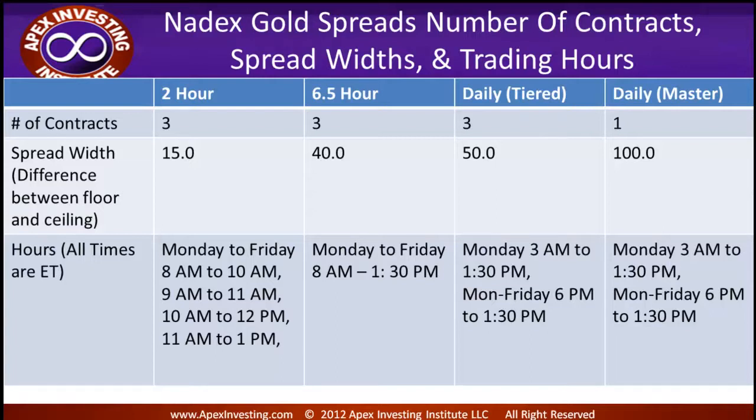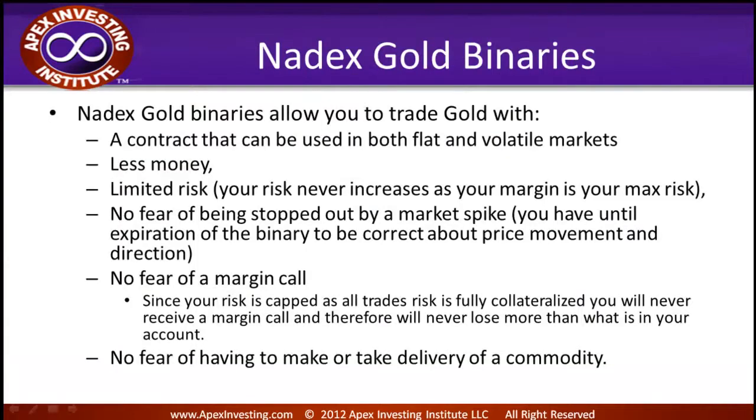And then there'll be ones that have 6.5 hours till expiration, 3 of those, 40 points wide. There'll be ones that start as early as 6 o'clock at night and go to 1:30 the next day. Those are 50 points wide. And then there'll be the master spread, which is 100 points wide.